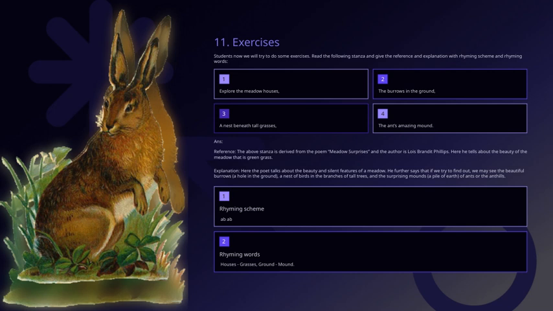Finally, note that the poet uses simple yet vivid imagery to show us the hidden life of a meadow. This exercise encourages us to observe nature carefully and appreciate its quiet wonders. So, try to think about these elements when you read or write poetry. Notice the details, the rhymes, and the connections to nature.